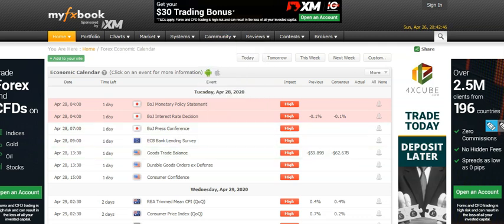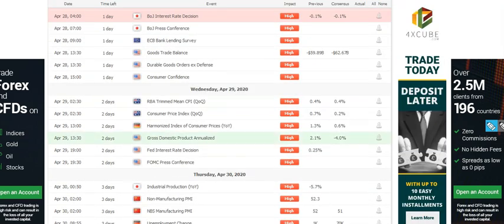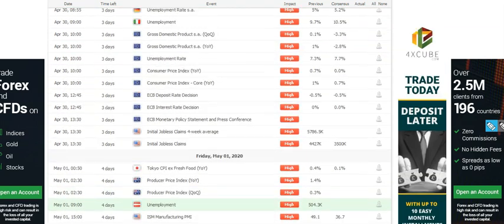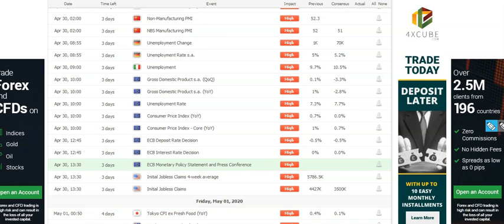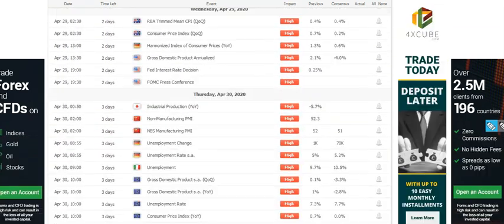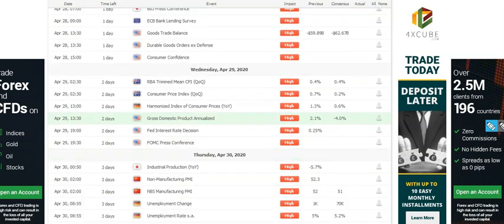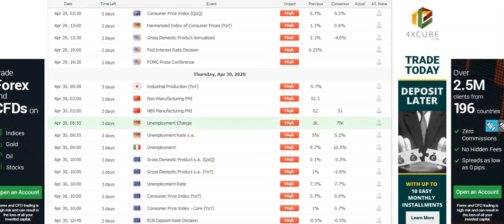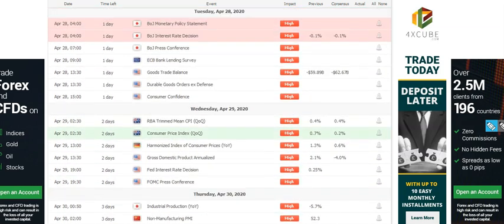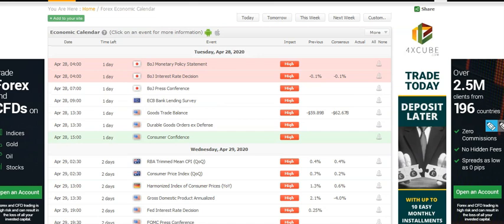So I can see BOJ interest rate decision and policy statement, good trade balance, Fed interest rate decision is here, USD, FOMC, and also Euro unemployment rate and interest rate decision is there. Alright, so this means the focus is on Euro, USD and JPY. So if you are a fundamental trader, you are a fundamental analyst, pay attention to the data, the numbers that will be released this week on this interest rate decision.